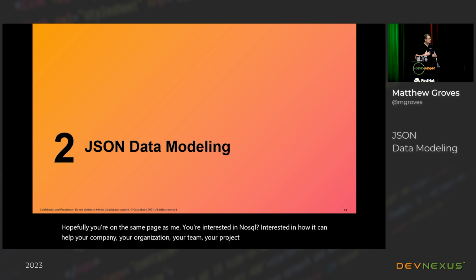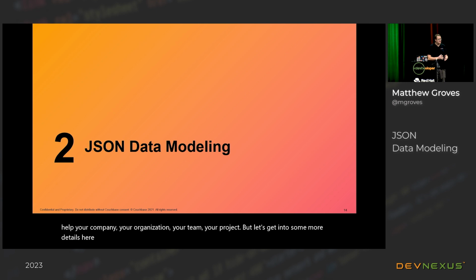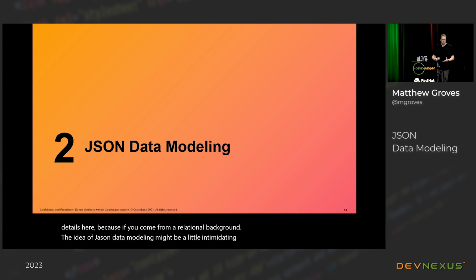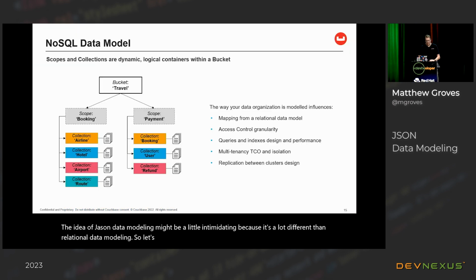But let's get into some more details here, because if you come from a relational background, the idea of JSON data modeling might be a little intimidating because it's a lot different than relational data modeling. So let's start with some basics. NoSQL databases don't have tables. What do they have instead?